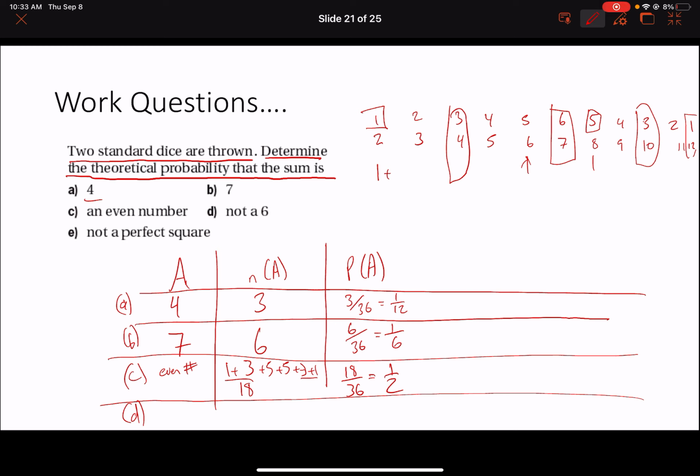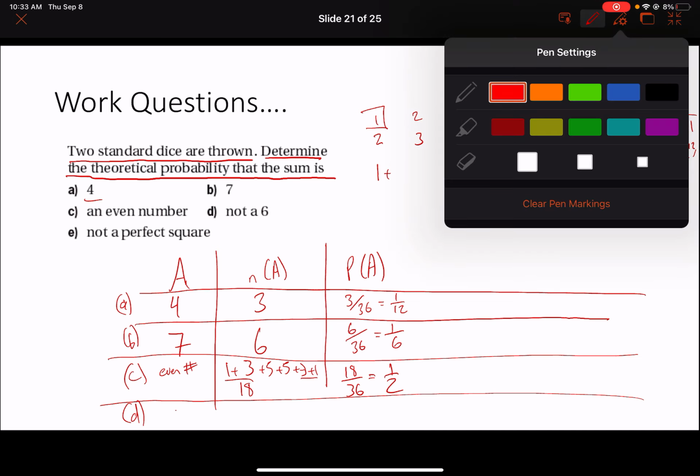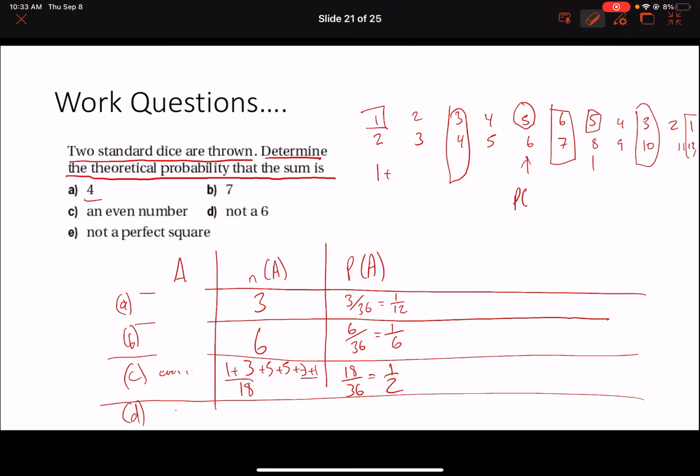Okay, the probability of it not being 6. Well, what's the probability of it being 6? The probability of it being 6, let's just say, let's erase some of this stuff.